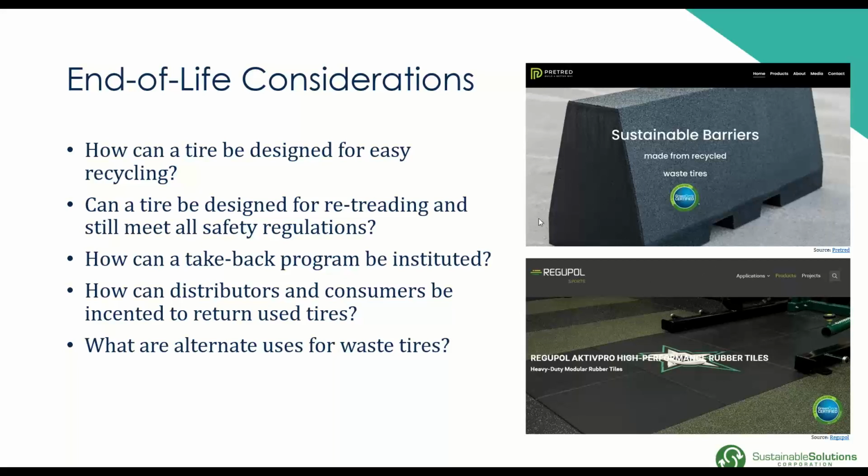A company called Pretread takes tires and makes roadway barriers out of them, and uses lots of tires instead of disposing them in a landfill. And it's a long-lasting product. And another company, Regapol, takes tires and turns them into rubber tiles that are used in gyms and other flooring. It's amazing how we can reuse this stuff.